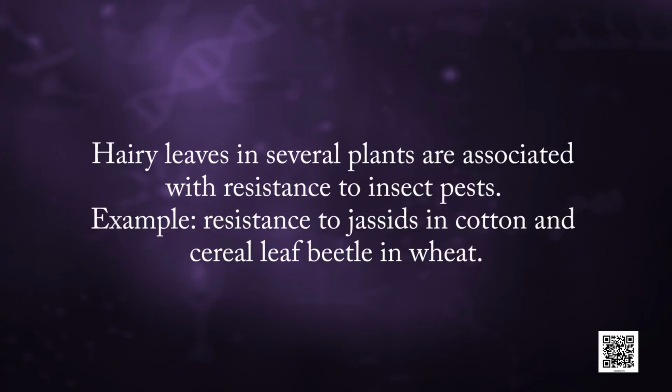Hairy leaves in several plants are associated with resistance to insect pest. For example, resistance to jassid in cotton and cereal leaf beetle in wheat. Similarly, high aspartic acid, low nitrogen and sugar contained in maize leads to resistance against maize stem borer.